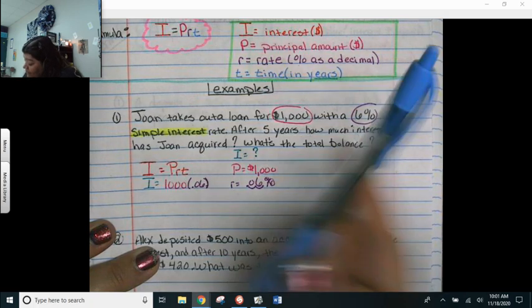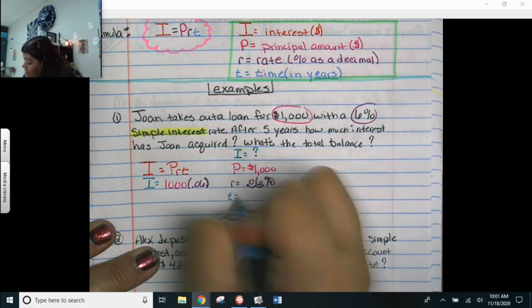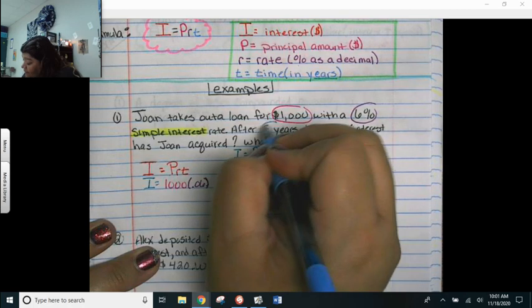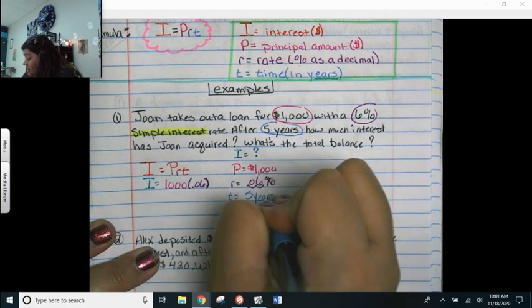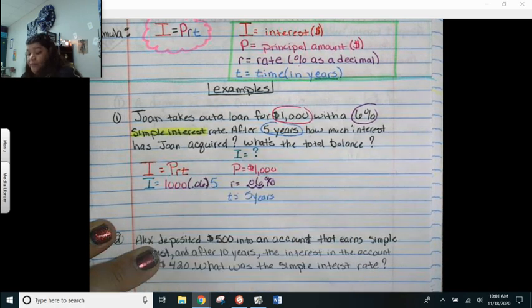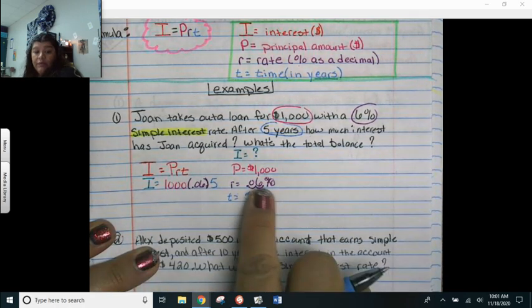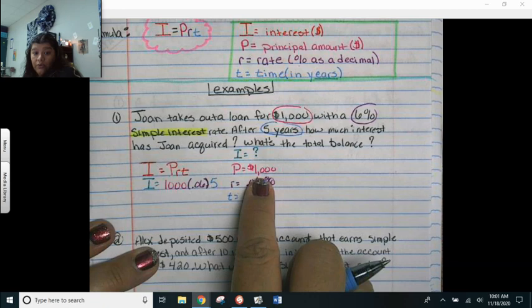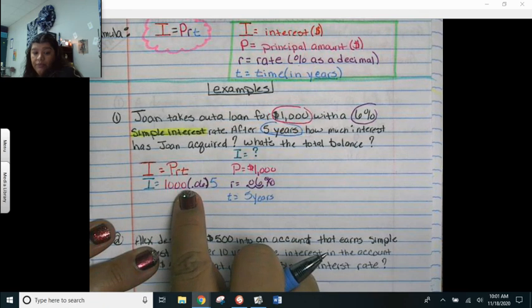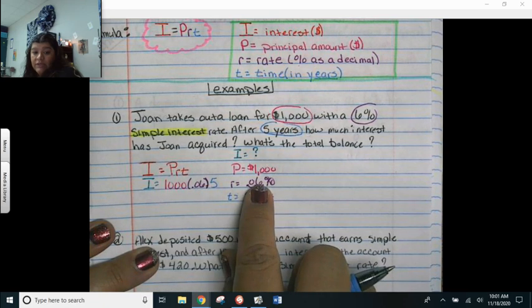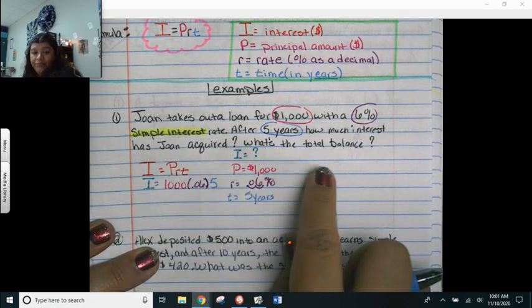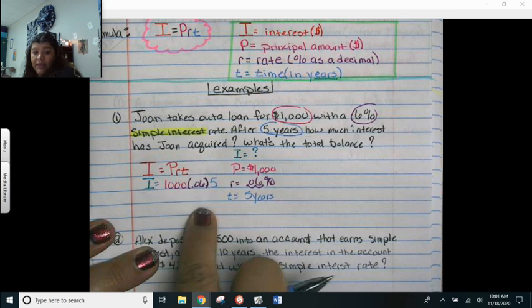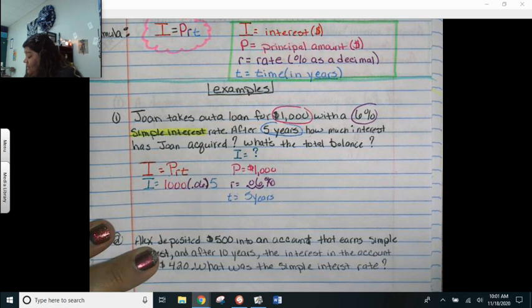And then the last thing I have is T. And remember, it's going to be time, and it says 5 years. So good, I don't have to convert anything. It's already in years, so I put 5. Okay, so my initial loan was $1,000 as my principal. The rate is 6%, which is 0.06. And the T time, 5 years. Okay, so now we're going to go ahead and multiply these together.